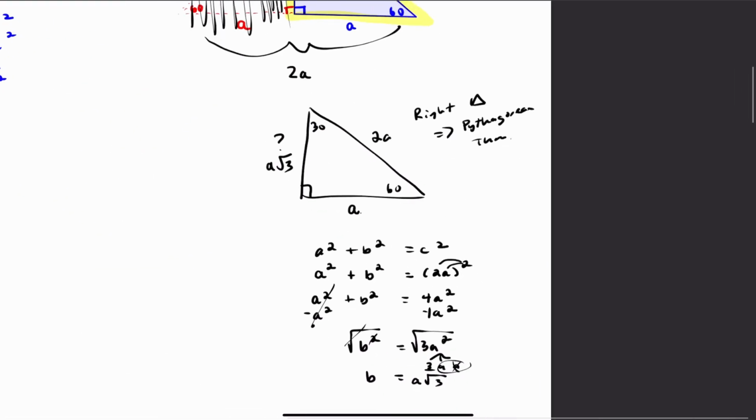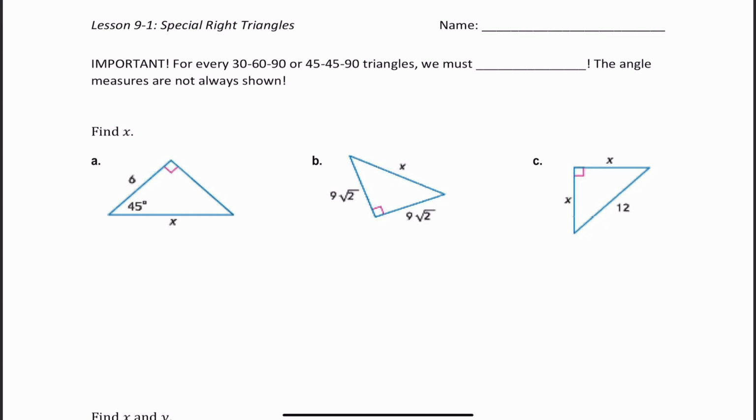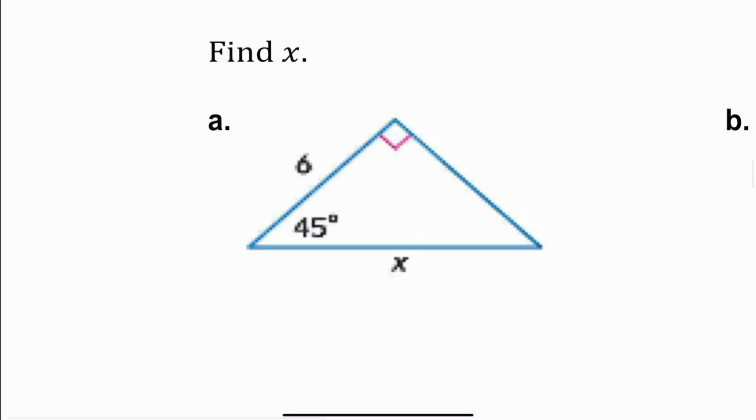This is what you call a 30, 60, 90 triangle. Okay? So we have 45, 45, 90, and then we have 30, 60, 90. Now we're going to be looking at some examples. And this is super important. For every 30, 60, 90 or 45, 45, 90 degree triangle, you must label your figures. Always label when you're approaching these types of problems. Now, the angle measures are not always shown. So let me go ahead and give you an example here.